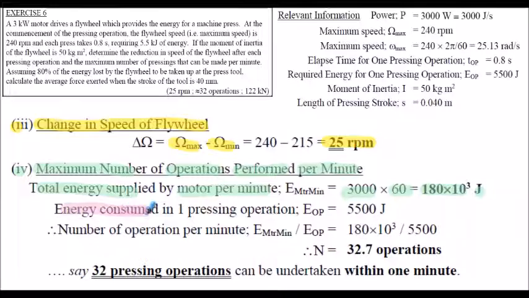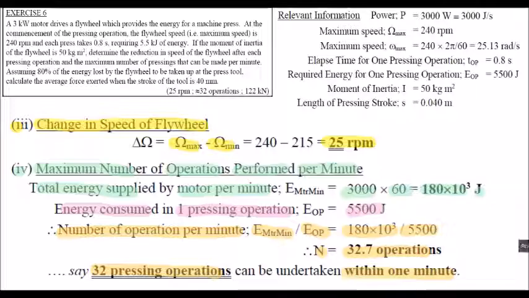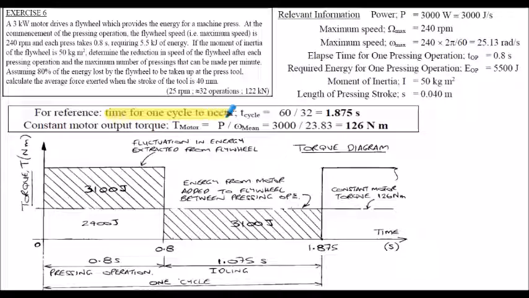The energy consumed in one pressing operation we know is 5,500 joules from the question. So the number of operations per minute will be the energy supplied per minute divided by the energy required for one pressing operation. So in this case, 180,000 joules is applied per minute, divide that by 5,500. The number of operations is 32.7. Normally, 32 pressing operations can be undertaken within 1 minute. So for reference, the time for one cycle to occur is the 60 seconds divided by 32 operations per minute. So 1.875 seconds per cycle.